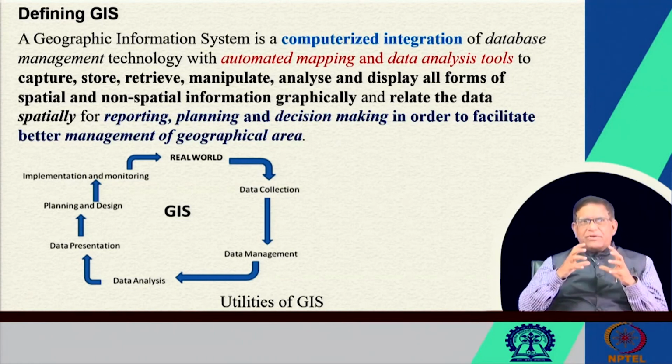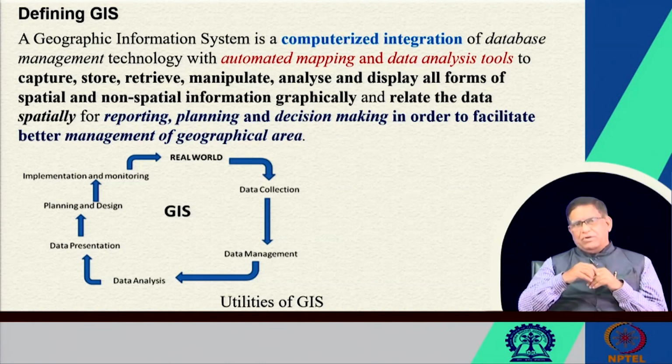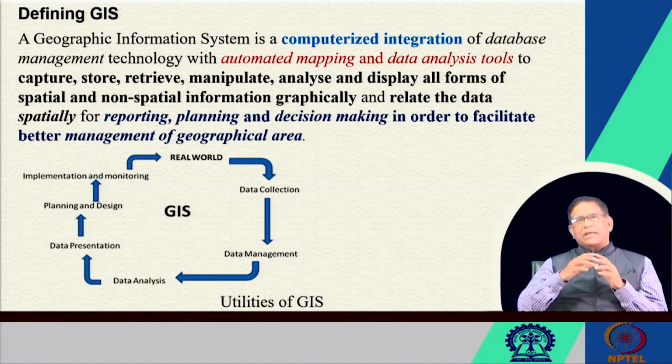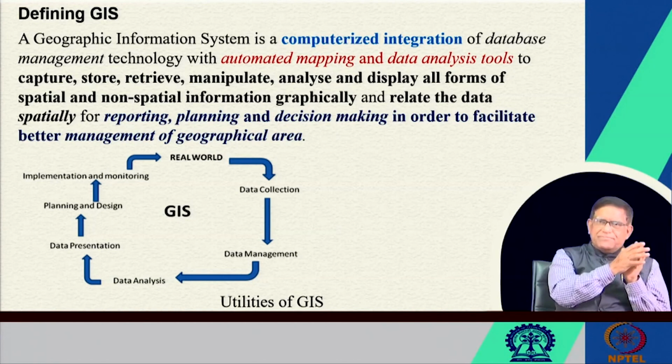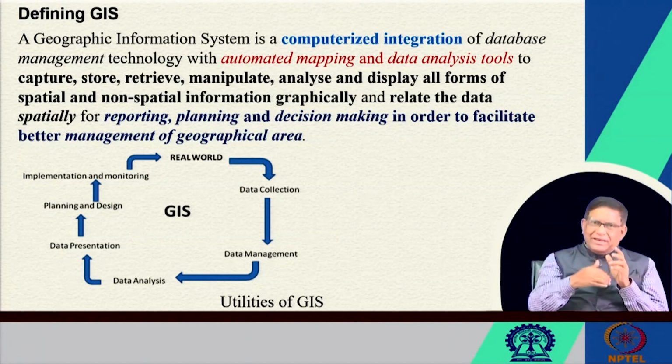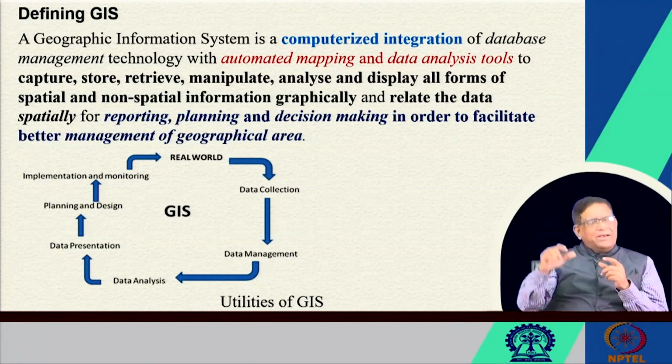So in a geographic information system, you are bringing in the real world, and for that you have to do data collection. The collected data has to be managed by data management, and then managed for getting different information by doing a proper analysis. After analyzing, the result can be data presentation, and then that presented data can be used for planning and design, and then you can give it for implementation. Once it is implemented, you can monitor. That will create a new real world, and in that new real world you will be getting new data and the system will continue.